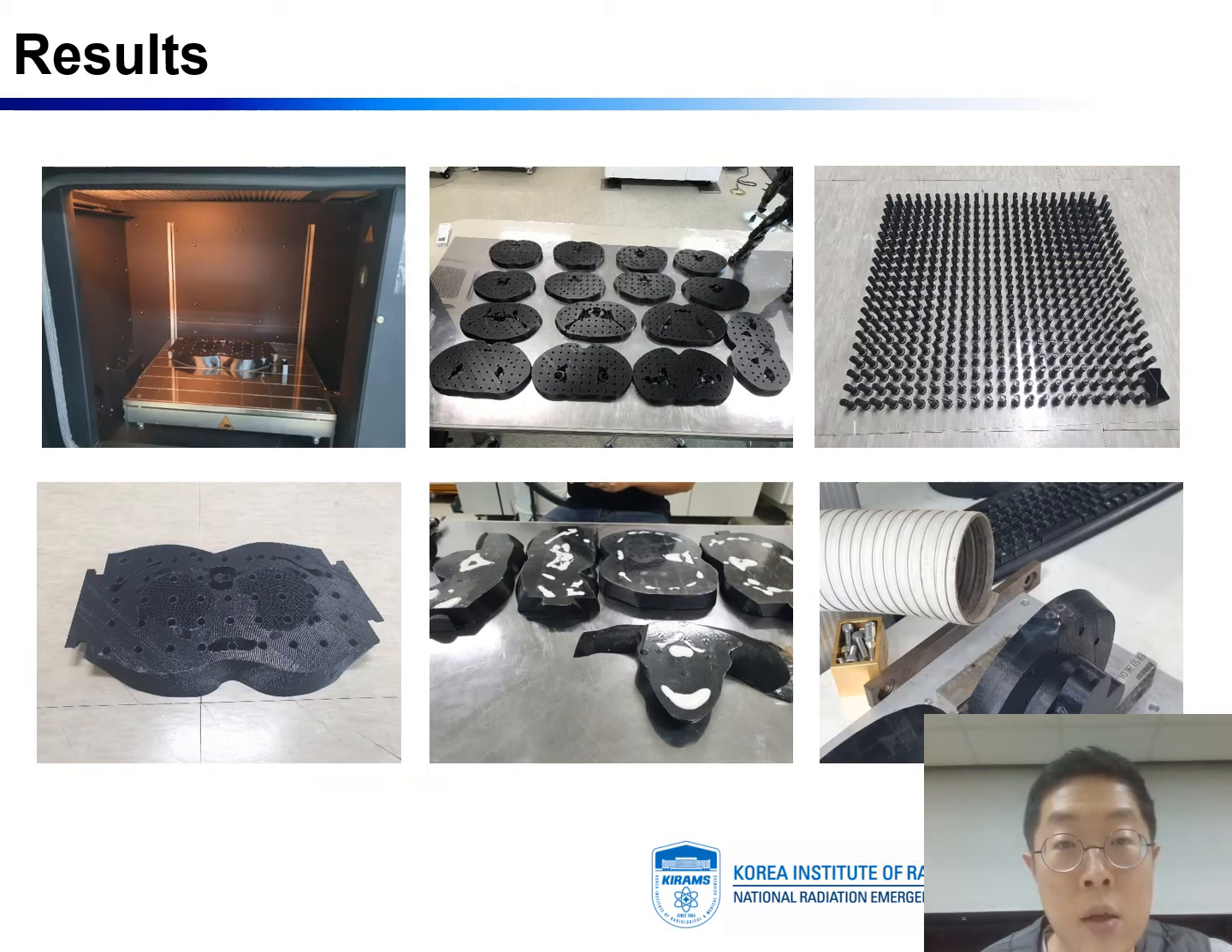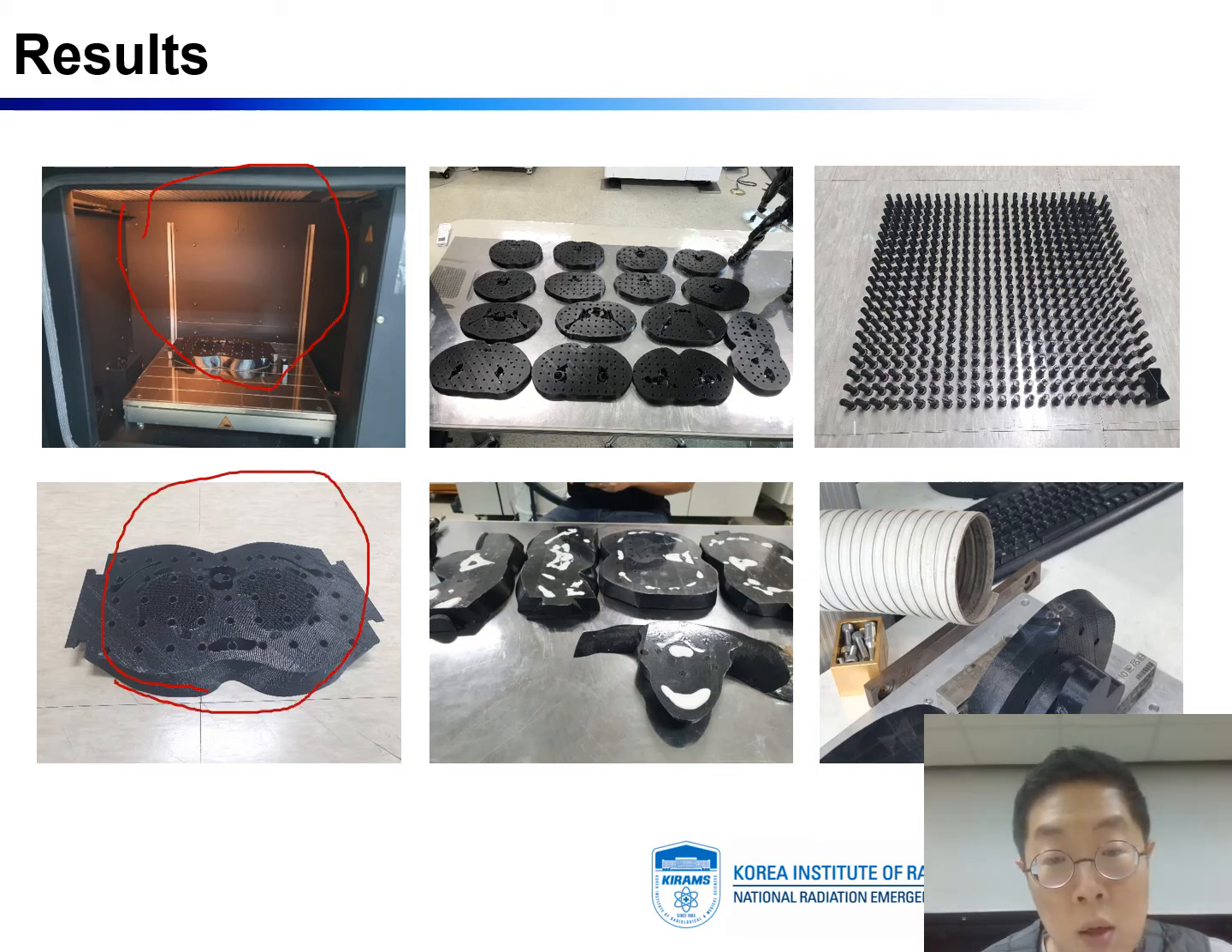Here are some photos of the manufacturing process for your information. This is the 3D printer, and this is the output of the 3D printer, and we use this output as a mold for bones. And this is the dosimeter holders, and we printed the slice number at the final stage.